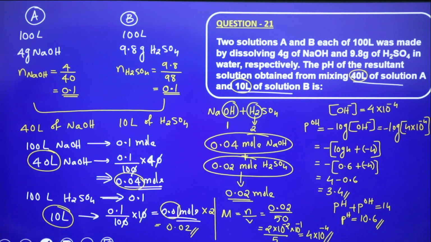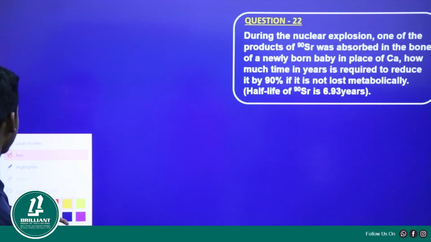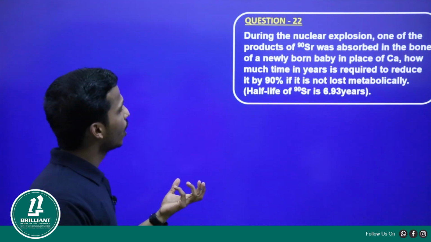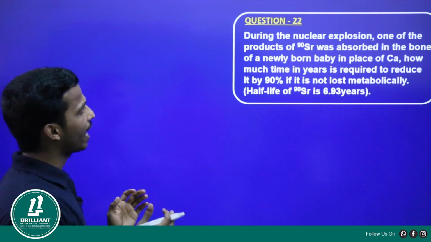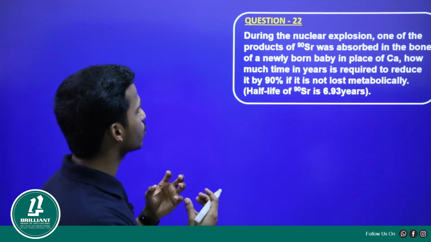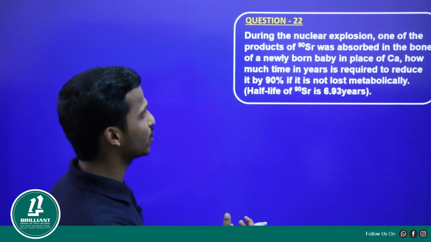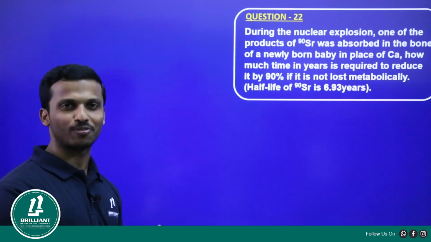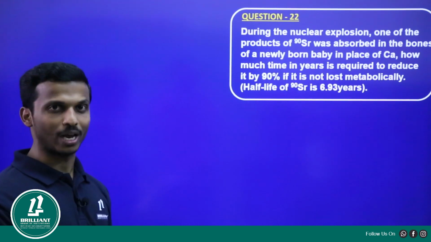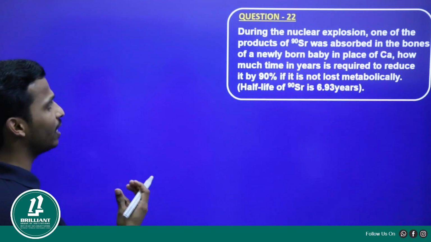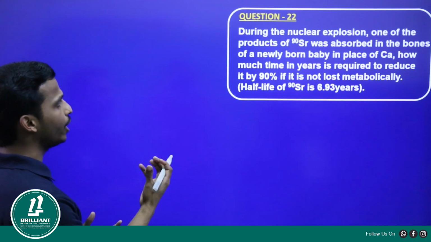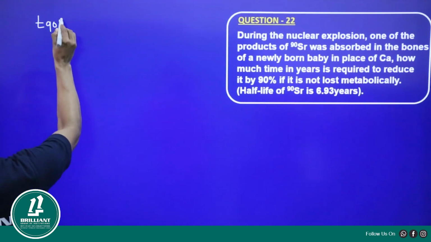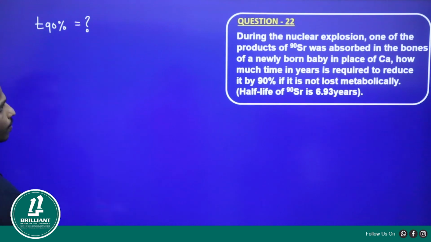Okay, fine. Let's go to question number 22. During the nuclear explosion, one of the products, strontium-90, was absorbed in the bones of a newly born baby in place of calcium. The question is from the chemical kinetics chapter, right? How much time in years is required to reduce it by 90%? So we need to find T90%.